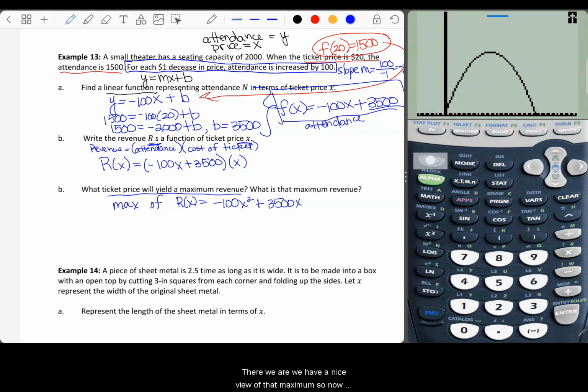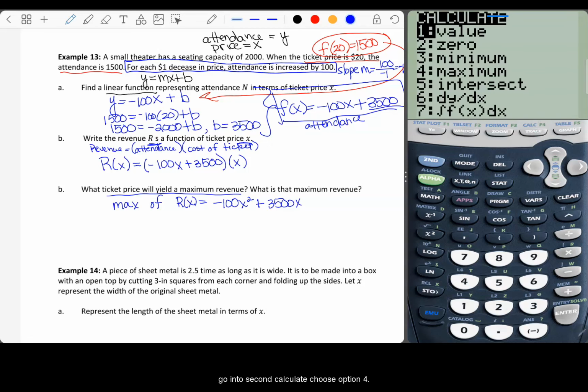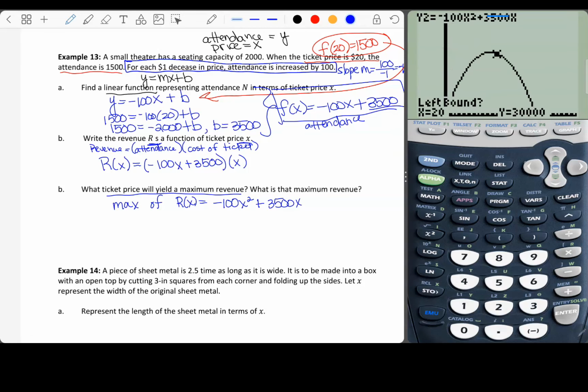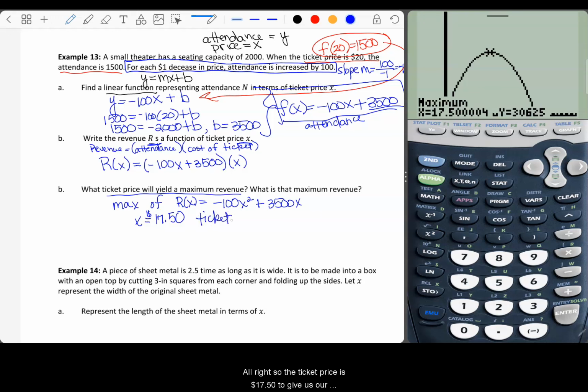So now go into second, calculate, choose option 4, go to the left of the maximum, hit enter, go to the right of the maximum, hit enter, and take a guess where the maximum is. When the ticket costs $17.50, we have a maximum revenue of $30,625, because this was the revenue function. All right, so the ticket price is $17.50 to give us our maximum revenue.